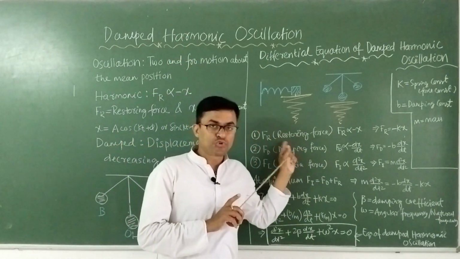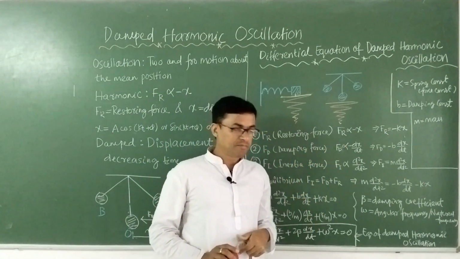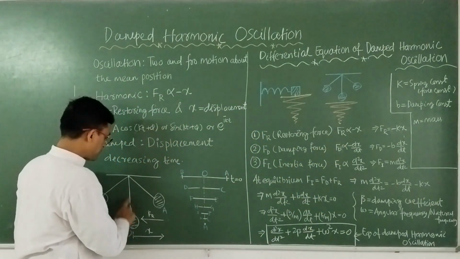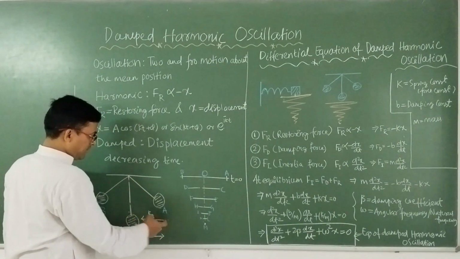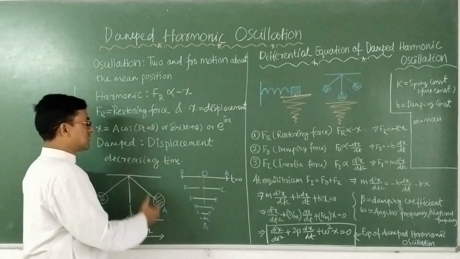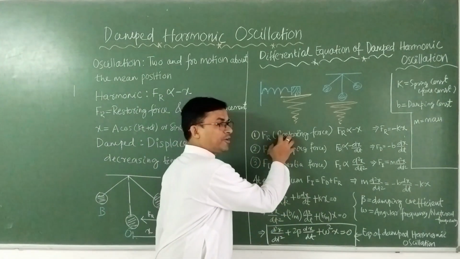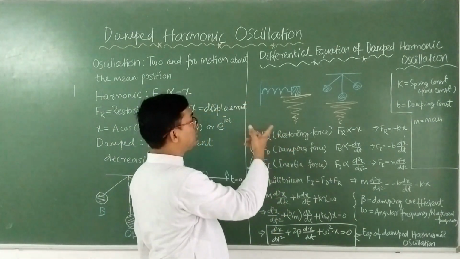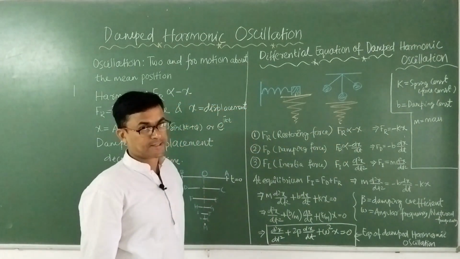First is the restoring force, which is proportional to the negative of the displacement that we have discussed. This is the pendulum. The restoring force is towards the mean position, displacement is opposite. This is the condition of harmonic motion. And here the restoring force, if you are talking about harmonic oscillation, then this condition should be there: Fr is proportional to minus x.